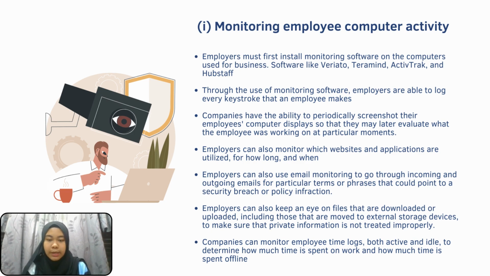Employers can also use email monitoring to go through incoming and outgoing emails for particular terms or phrases that could point to a security breach or policy infraction. Employers can also keep an eye on files that are downloaded or uploaded, including those that are moved into external storage devices, to make sure that private information is not treated improperly.